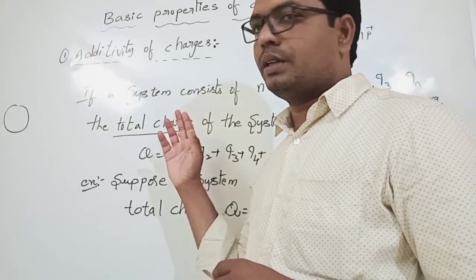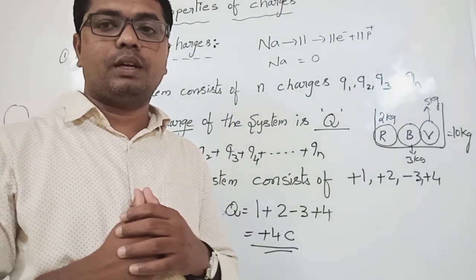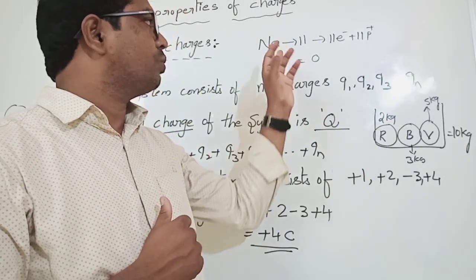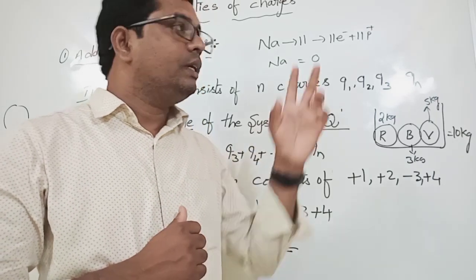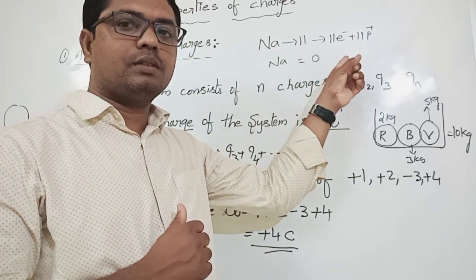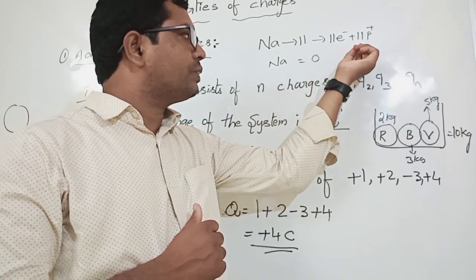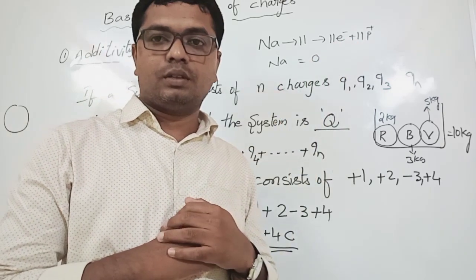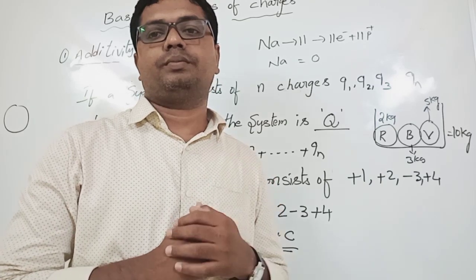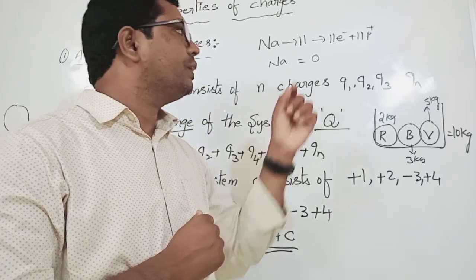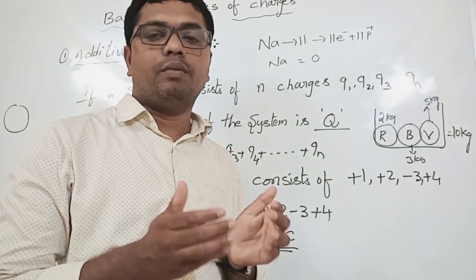I'll explain with an example. That example is sodium. The atomic number of sodium is 11. It means that it consists of 11 electrons and 11 protons. So 11 negatives and 11 positives, and the total charge of sodium at the atomic level is equal to 0. So you are adding positives and negatives.